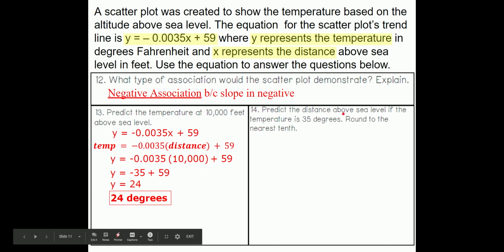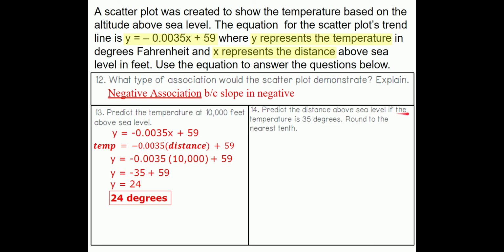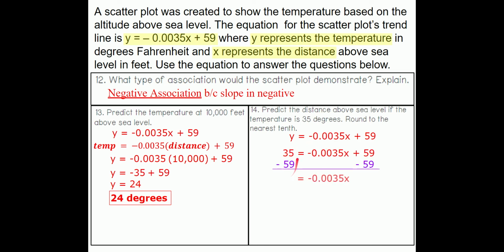They want us to predict the distance above sea level if the temperature is 35 degrees, rounded to the nearest tenth. So in this question, they give us the temperature. And remember, Y represents the temperature. So Y is going to be 35. X is what we don't know, so we're going to leave that as X. We're going to bring down everything else. To solve this, it's a two-step equation, we need to subtract 59 to get X by itself. So we're going to start by subtracting 59 from both sides. We end up getting, that cancels, we end up getting this equaling negative 24, and then we just bring this down.